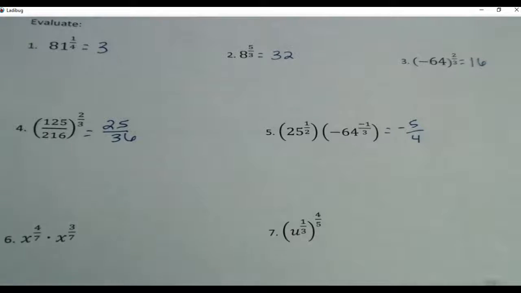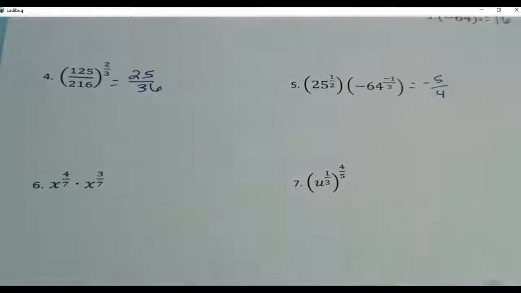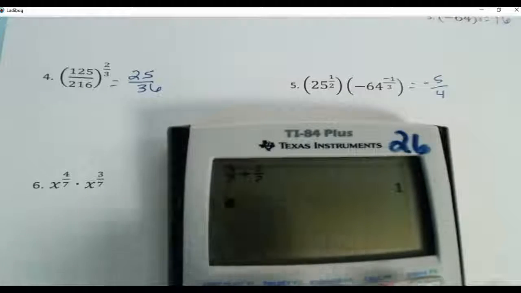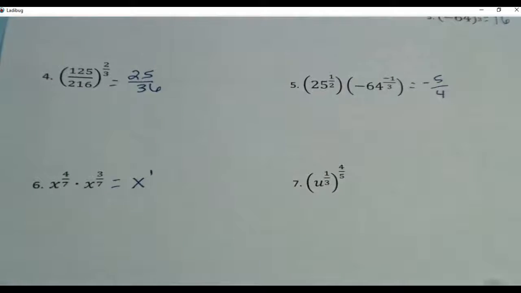But they might look like they did yesterday, like 6 and 7. So on number 6, what do I do when I have a base times a base? For multiplying, what do we do with the exponents? Add, yeah. So we just want to add. So 4/7 plus 3/7, which you can do by hand. If you don't remember, that's fine. Type it in. 4/7 plus 3/7, and that gives us 1. So x to the 1st. Okay.